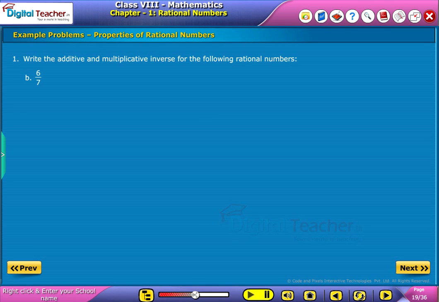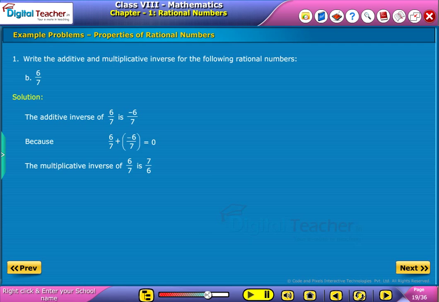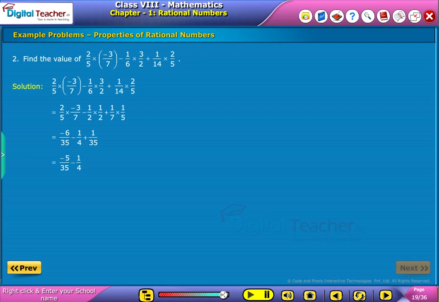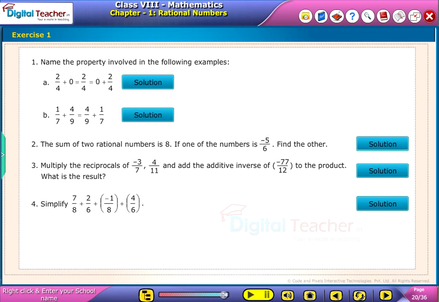B. 6 by 7. Solution. The additive inverse of 6 by 7 is minus 6 by 7, because 6 by 7 plus minus 6 by 7 is 0. The multiplicative inverse of 6 by 7 is 7 by 6, because 6 by 7 into 7 by 6 is 1. We get as follows. Let us solve a few exercise problems.